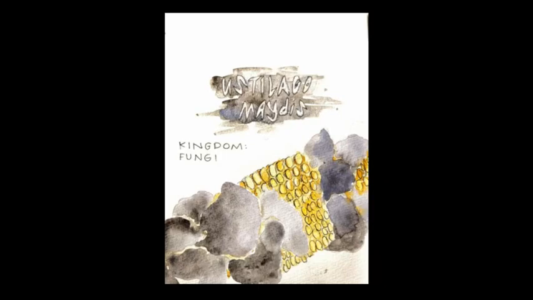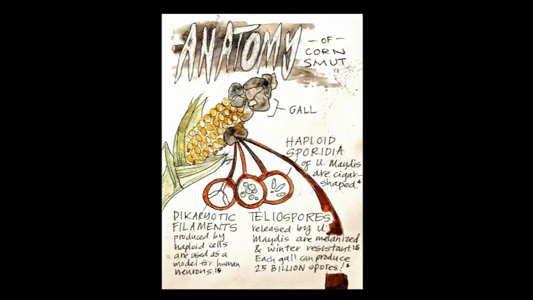Ustilago maydis is a fungus, also known as corn smut. Anatomically, you can see that it creates these big galls on corn. On a microscopic level, it creates teleospores, which are released. They're winter resistant, and each of those galls can produce 25 billion spores.